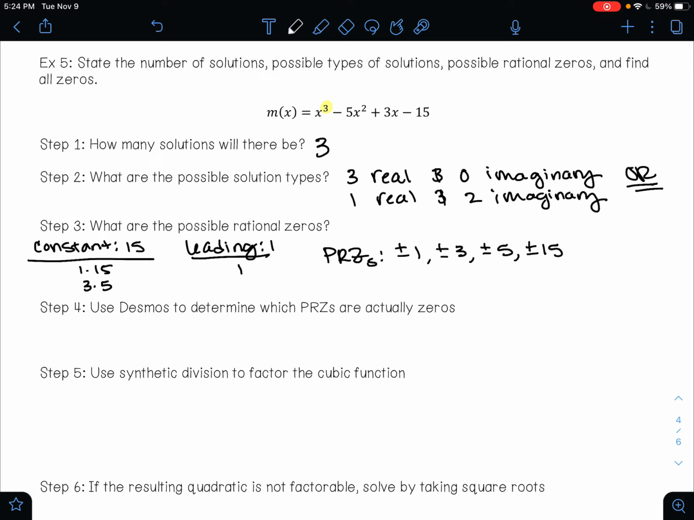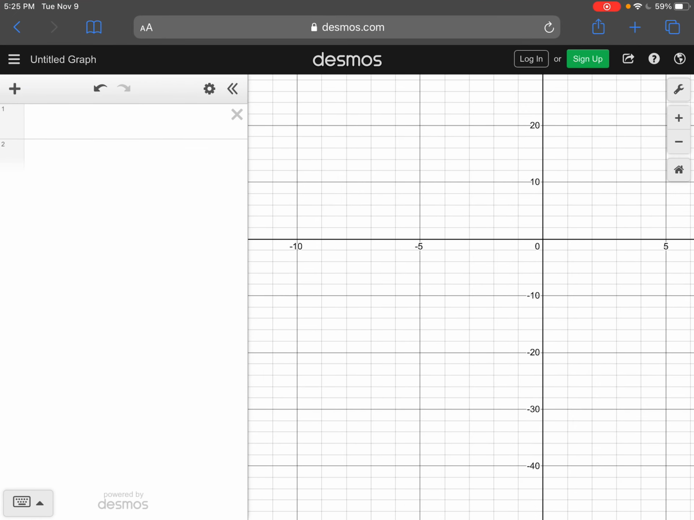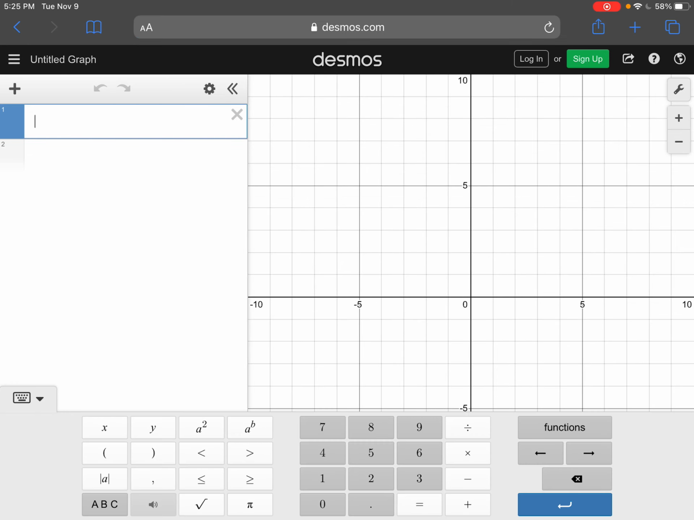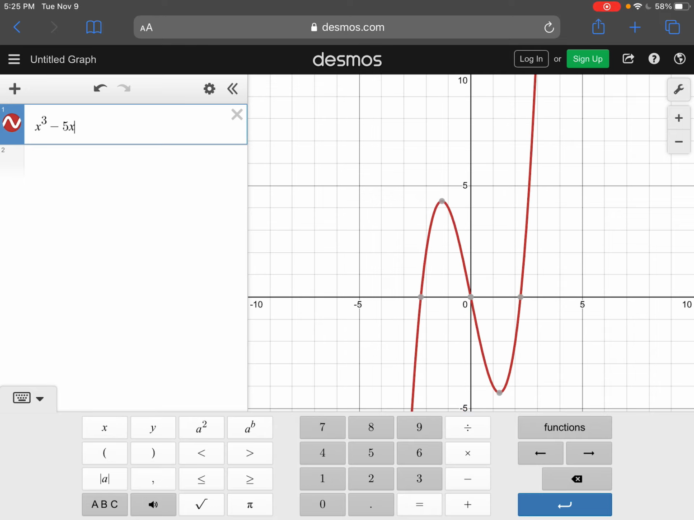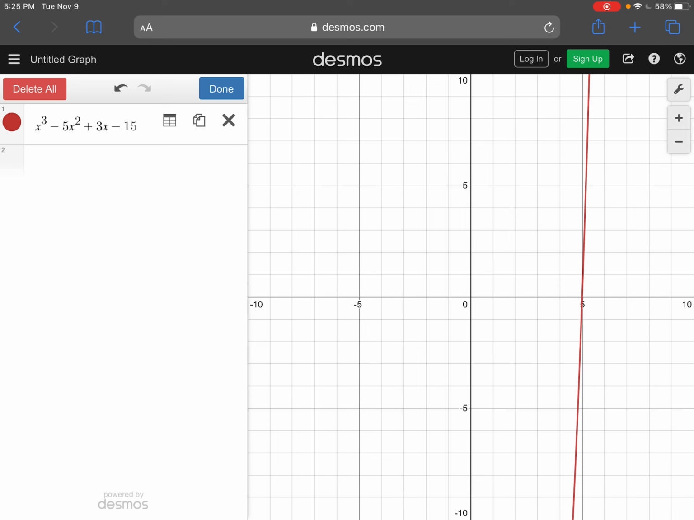From here, we're going to use Desmos to determine which possible rational zeros are actually zeros. So I'm going to go to Desmos. Let's delete this one. And if ever your graph gets really too zoomed out or zoomed in, you can just refresh your page to reset it. So our equation is x cubed minus 5x squared plus 3x minus 15. So let's go to our table and plug in our possible rational zeros.